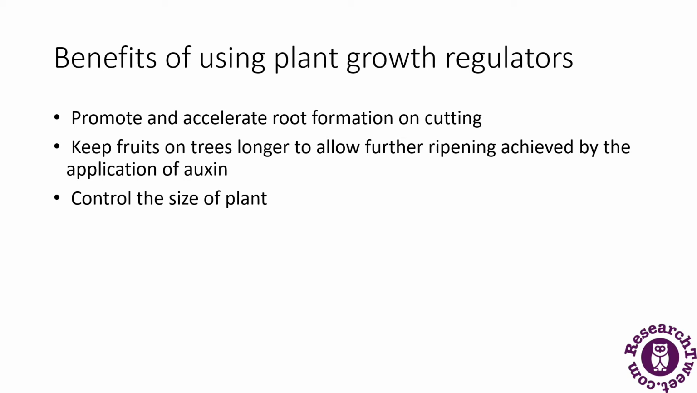Before starting with the auxins, we first have to know what the benefits of the plant growth regulators are. So basically, what are the benefits? They promote and accelerate the root formation on cutting. They keep the fruits on trees longer to allow the further ripening achieved by the application of auxin. Then they control the size of the plant. So if we are using the plant growth regulators, for example the hormones, then these are some of the benefits of using the plant hormones or plant growth regulators.